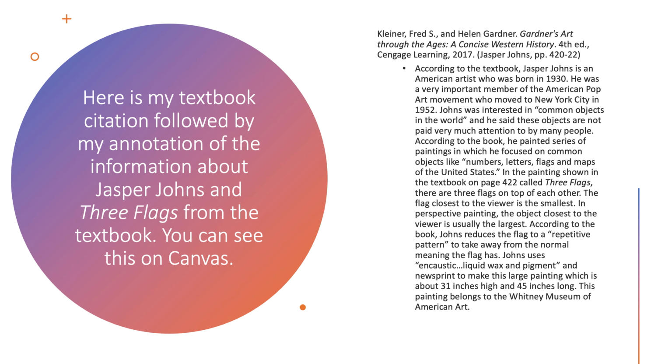All right, and so here is my textbook citation followed by my annotation of the information about Jasper Johns and Three Flags from the textbook. I'm not going to read this, but you can see this on Canvas, or you can pause the video and read. You can see that at the top, it starts with the citation for the textbook, and then it has my summary of what it says in the book about this painting.